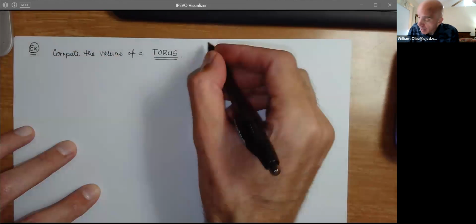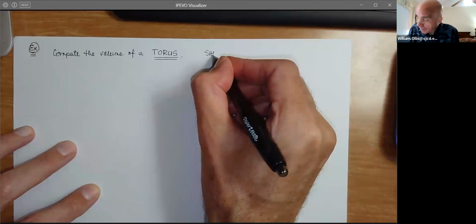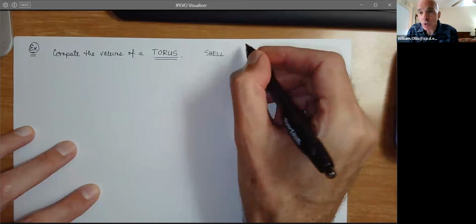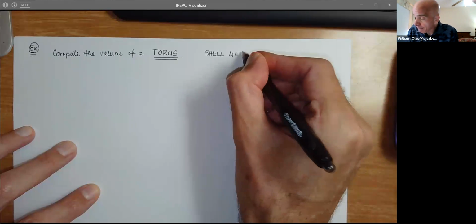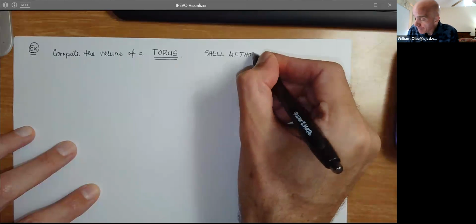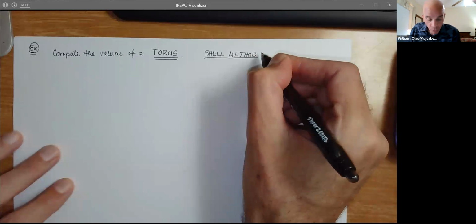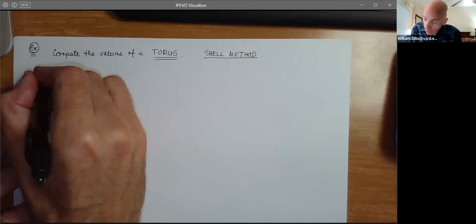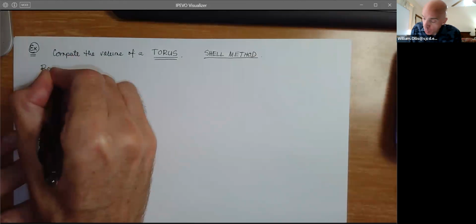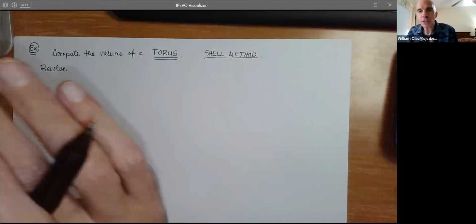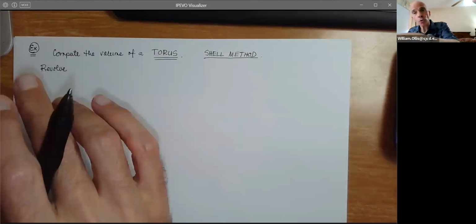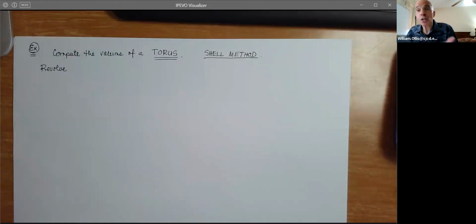That is shell method, because this will give us integrals that we can actually do. Shell method here. And what we will do is we will revolve. So you're thinking if this is the inner tube, we need to revolve a circle, because the circle will create the torus or the donut.